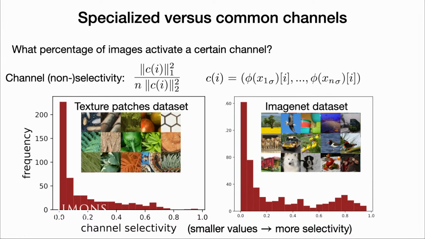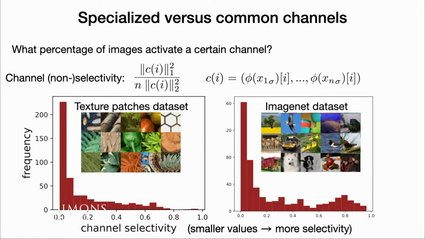And what do we get for ImageNet? On the right side, I'm showing the distribution of this channel selectivity for ImageNet. As you can see, we have a bimodal distribution. We have a bunch of channels that are very sparse, very selective. They only respond to a small set of the images from the entire set. And then we have another set of channels that respond to more and more images, so they are not very selective. We call these common channels.